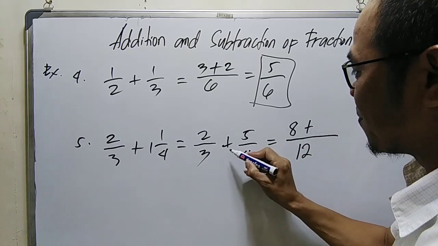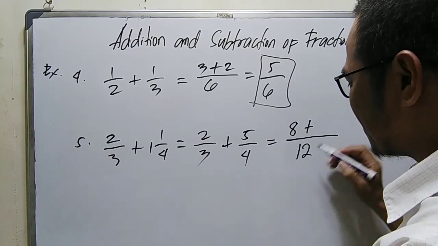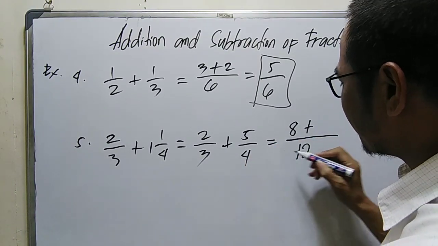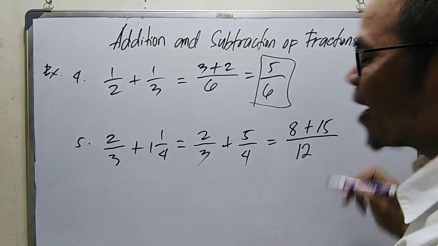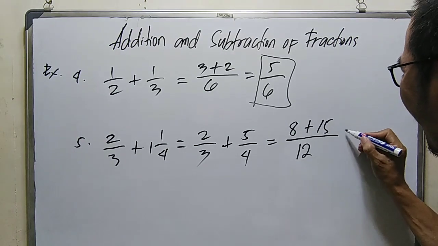Okay, kopyahin muna natin yung plus sign. 12 divided by 4 is 3 times 5 is 15.